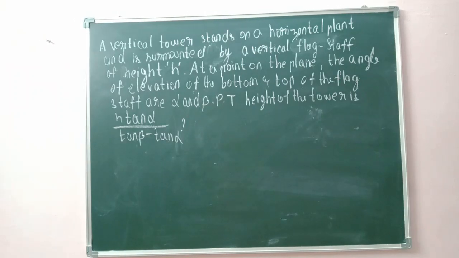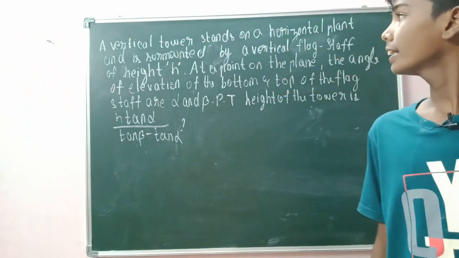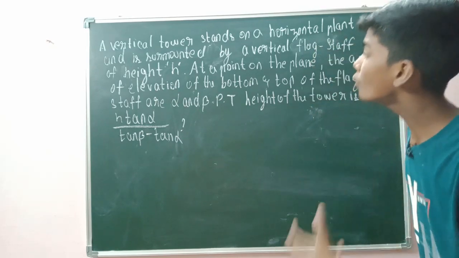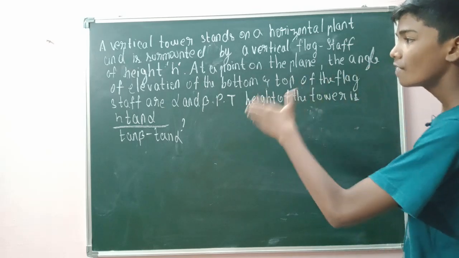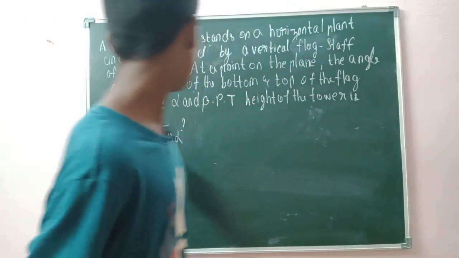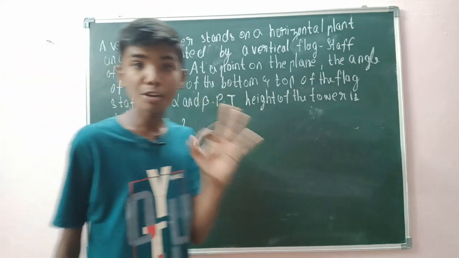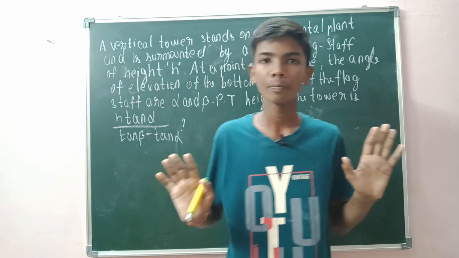Now the next question is: a vertical tower stands on a horizontal plane and is surmounted by a vertical flagstaff of height h. At a point on the plane, the angles of elevation of the bottom and top of the flagstaff are alpha and beta. Prove that the height of the tower is h tan alpha by tan beta minus tan alpha. This is a beautiful question. Surely you guys will be mind blown.